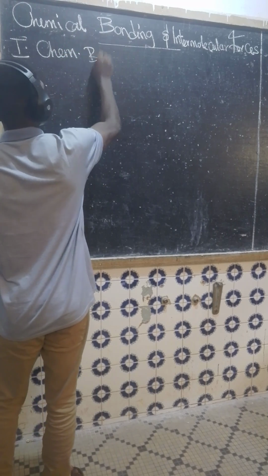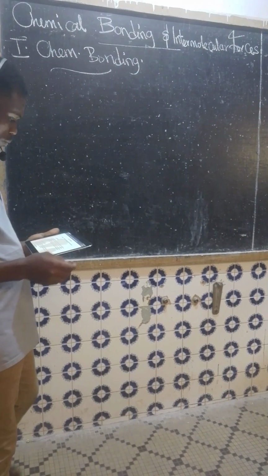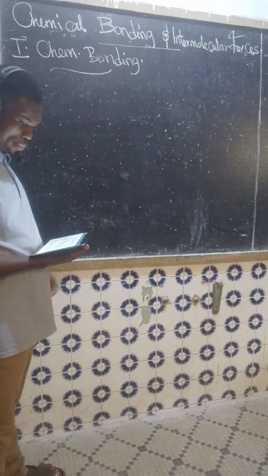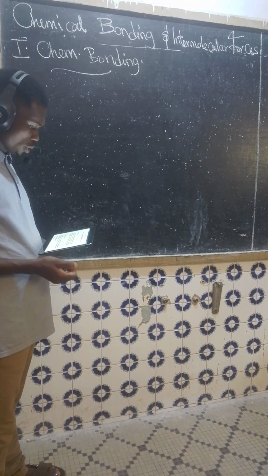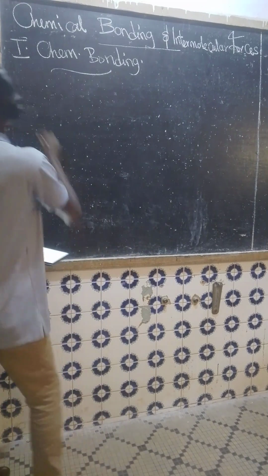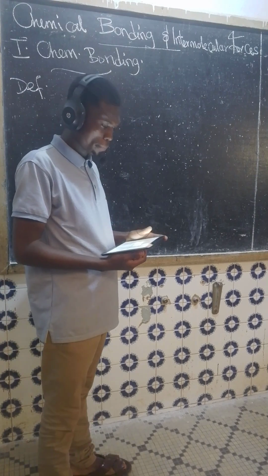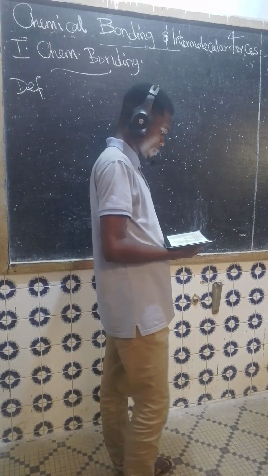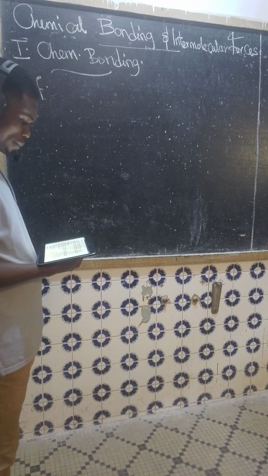Chemical bonding. Yes. So, a chemical bond, you're writing the definition. Yes, chemical bonding is a creation of a chemical compound.